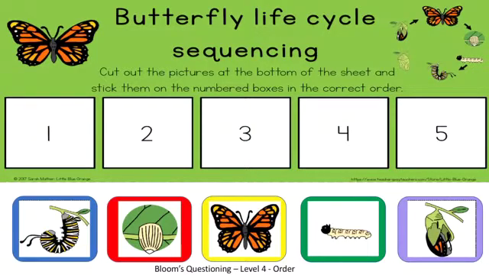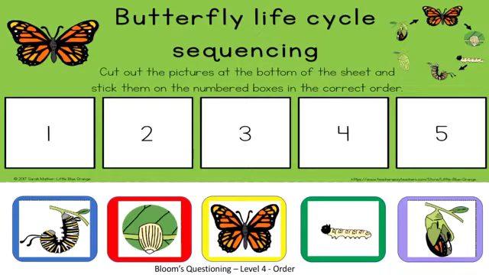The blue square has a caterpillar. The red square has an egg. The yellow square has a butterfly. The green square has a baby caterpillar. And the purple square has a butterfly emerging from its chrysalis. All right, so which one of these do you think comes first?